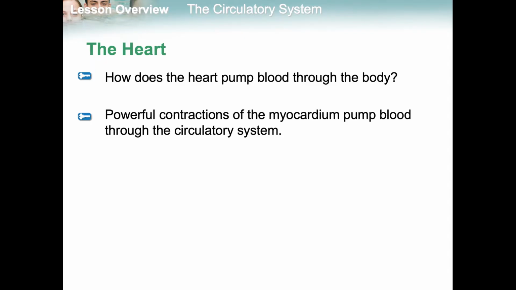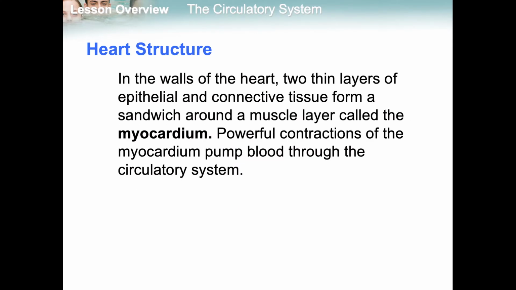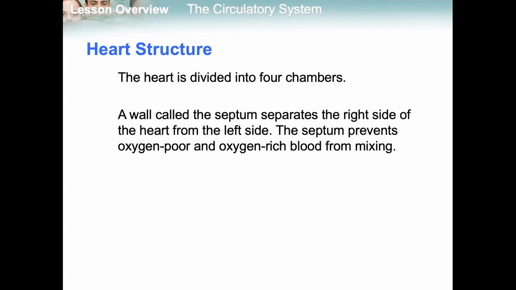How does the heart pump blood throughout the body? There are powerful contractions with this tissue right here that you can see. That's the myocardium. And that helps create powerful contractions since it's a muscle, and it pumps blood throughout the circulatory system. So the heart's divided into 4 chambers.